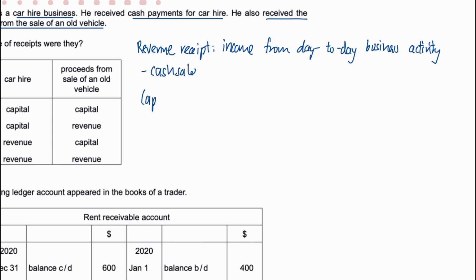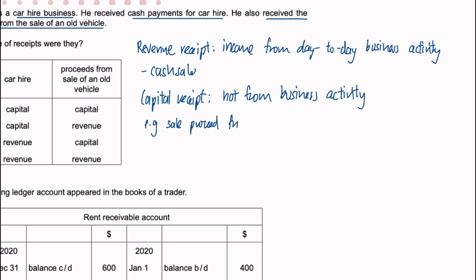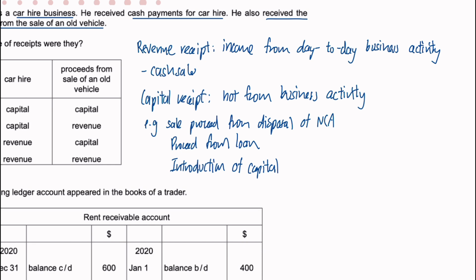And then your capital receipt is the income you earn which is not from your day-to-day business activity. Okay, so there are usually three types of capital receipt. First one is the sale proceed from disposal of non-current asset. Can also be the proceed you receive from loan. And it can be from introduction of capital by the owner. So there are three types.